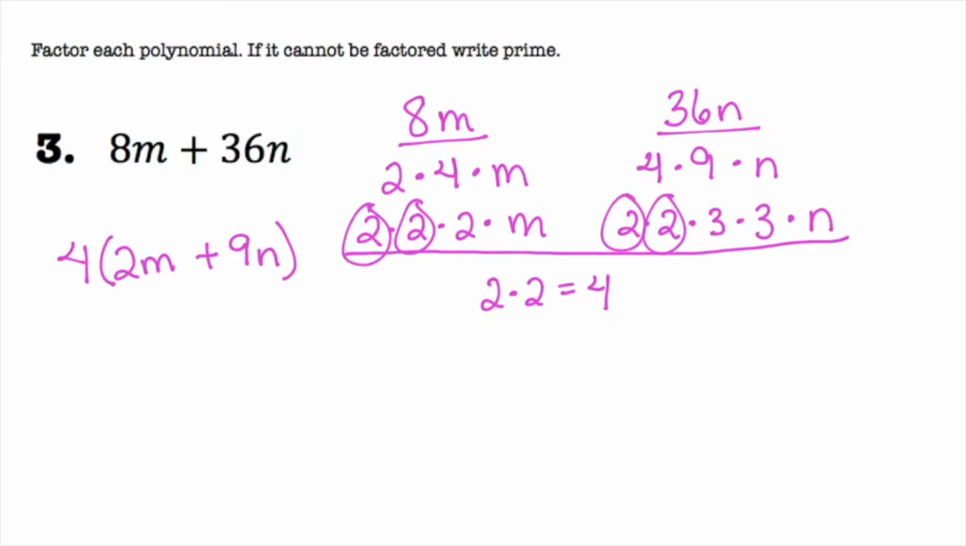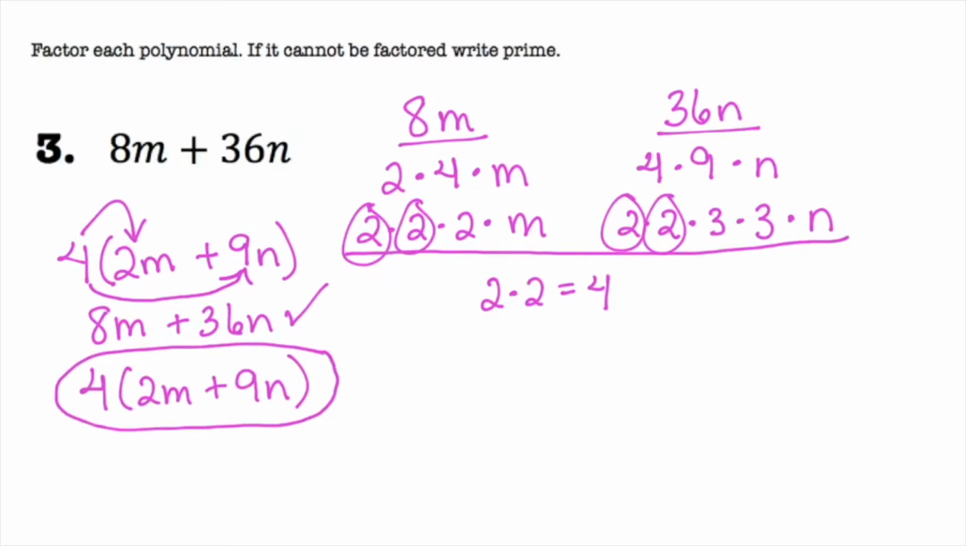When you divide 8m by 4, you get 2m. If you divide 36n by 4, you get 9n. So we can check to make sure we're right. So 4 times 2m is 8m, and 4 times 9n is your 36n, so that works. So that is our answer: 4 times parentheses 2m plus 9n.